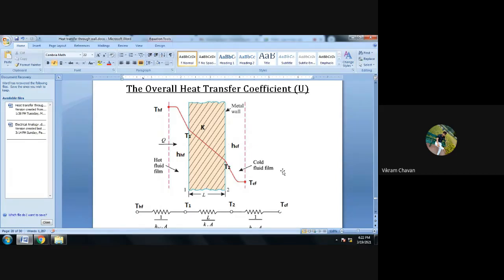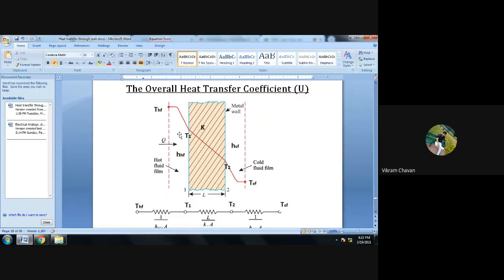Now here, in this concept, we have to consider the heat transfer from fluid to the solid surface and solid surface to the fluid. Hot fluid is flowing through this side, and the temperature T suffix hf of that hot fluid is greater than the wall temperature, so this fluid will transfer the heat to the wall. This heat transfer will be considered as the convection mode of heat transfer.